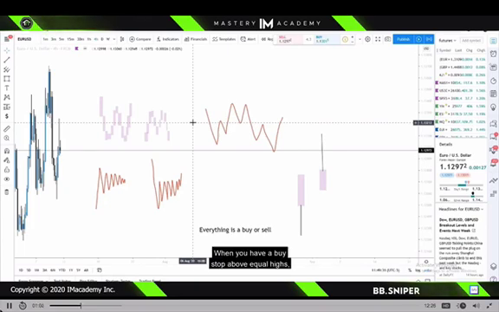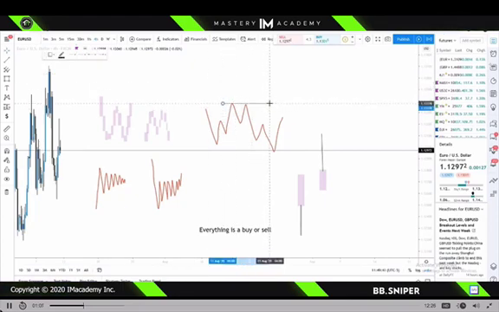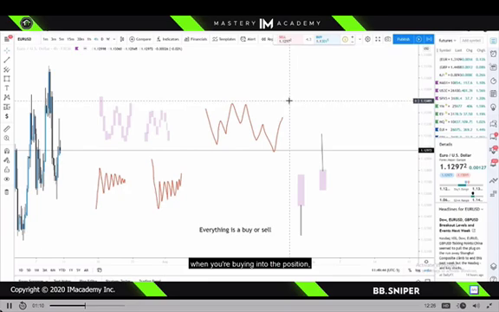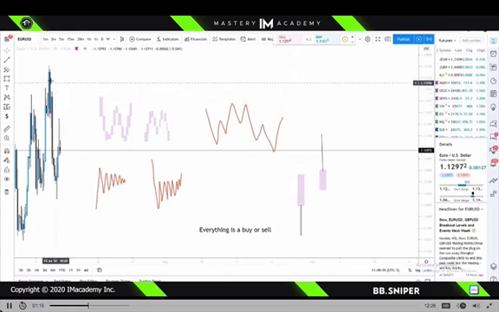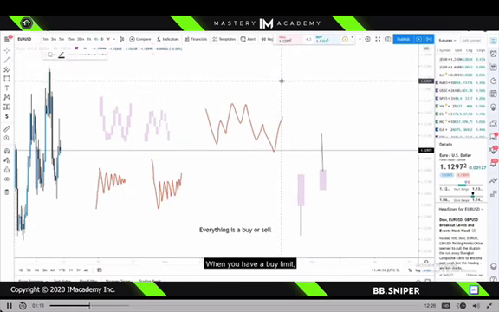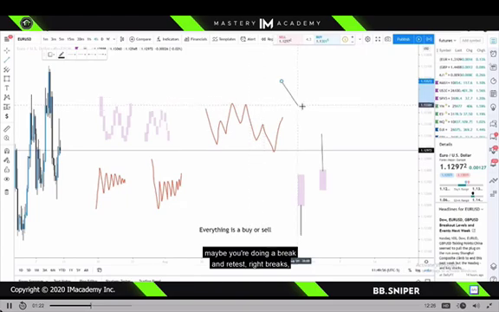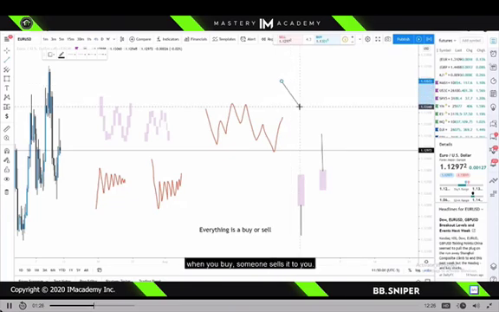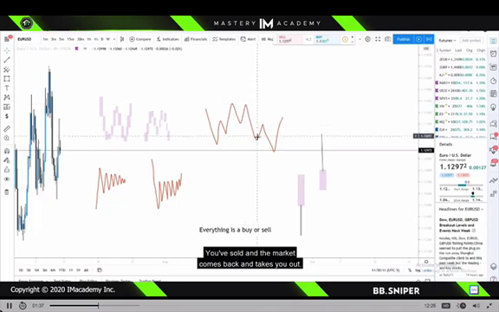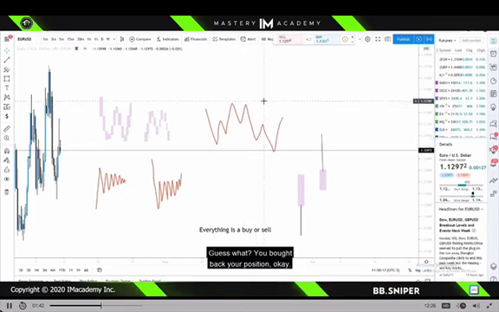Okay? When you have a buy stop above equal highs, when you're buying into the position, someone's selling it to you. When you have a buy limit, maybe you're doing a break and retest, right? It breaks these highs, you're going to get in when it retests. When you buy, someone sells it to you. If you are selling your position, okay, you sold, and the market comes back and takes you out, guess what? You bought back your position.